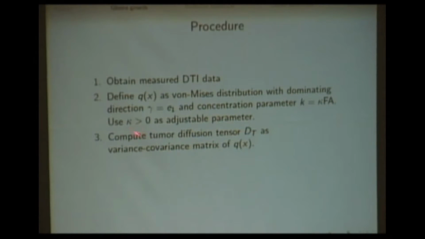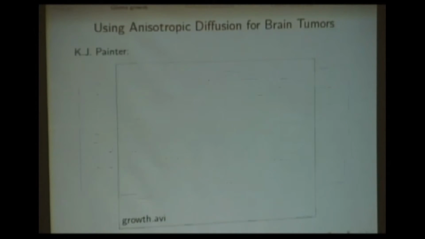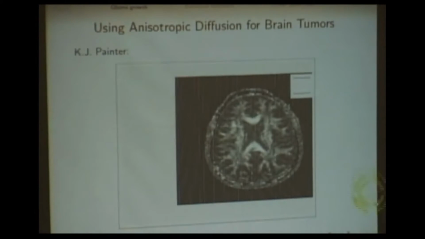So when we have Q, we can compute the tumor diffusion tensor as a variance-covariance matrix of this Q. And if we have this, then we can put it into the anisotropic diffusion equation of this form. Note the drift term has disappeared because drift is 0. So we solve this equation based on this information here. Okay, so let's see what we get. Again, this is a simulation done by Kevin Painter.